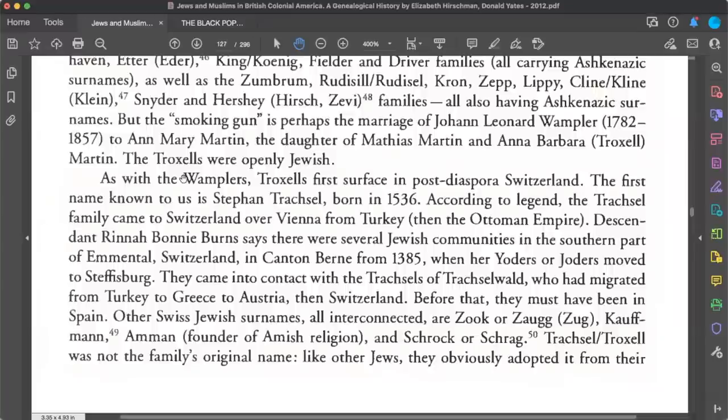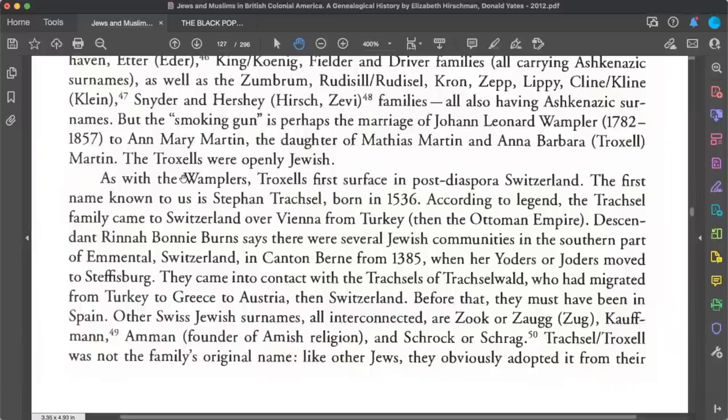Descendant Rina Bonnie Burns says that there were several Jewish communities in the southern part of Emmental, Switzerland, in Canton Bern from 1385, when her daughters moved to Stevesburg. They came into contact with the Traschels or Traschelwad, who had migrated from Turkey to Greece to Austria, then Switzerland. Before that, they must have been in Spain.